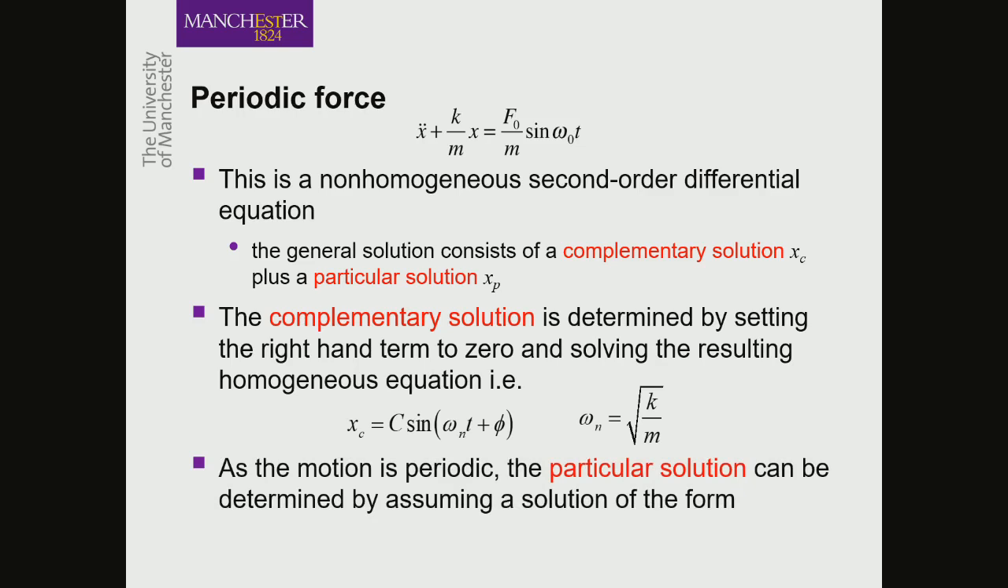And now we need to think about the particular solution. What is that particular solution? Since the applied force is harmonic, we can assume that the mass will also be making a harmonic motion. Therefore, we can assume that XP, the particular solution, is in the form of capital X sine omega 0 t, where the capital X shows us the amplitude of the system.